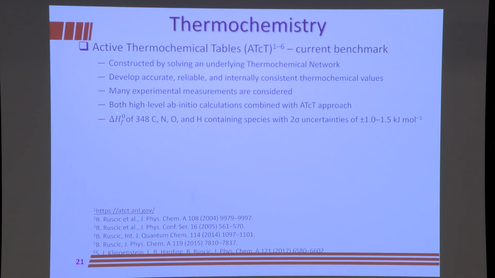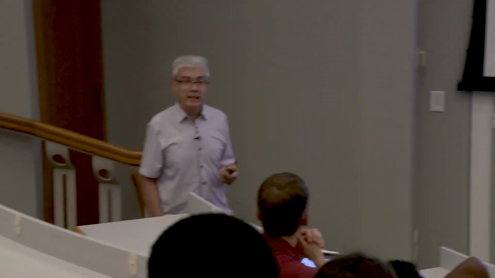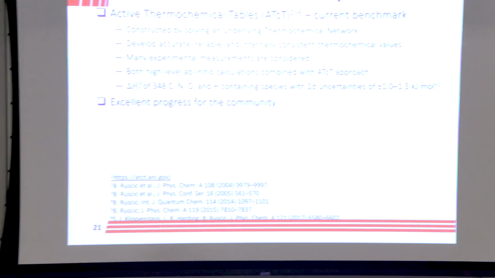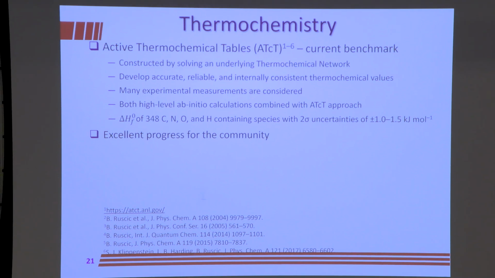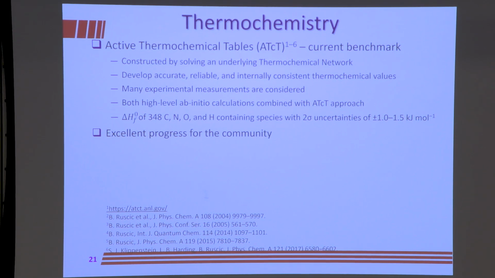And they have very accurate heats of formation for about 350 carbon, nitrogen, oxygen, and hydrogen containing species, with uncertainties of the order of 1 to 1.5 kilojoules per mole. That's very high accuracy, I should say. And this represents excellent progress for the combustion community.